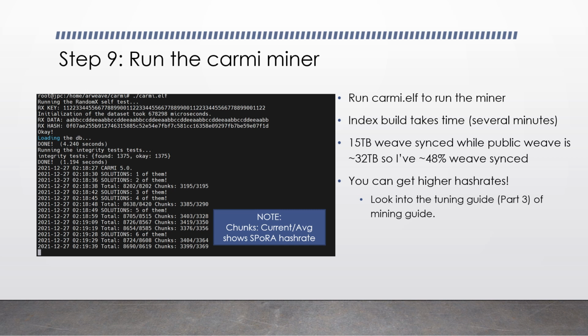Now, you may notice that it would not start hashing right away. That is because the miner has to first build up indexes of all the chunk storage files that you have synced before it can start hashing. The subsequent runs of the miner do not have to suffer from this wait time because the indexes are built only once. The file that you're looking for is called carmi_index.bin, and this would be under the same directory the miner is downloaded into.